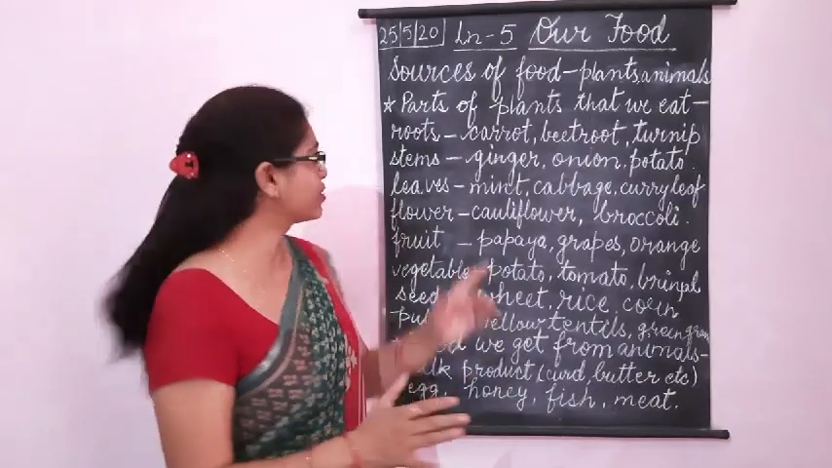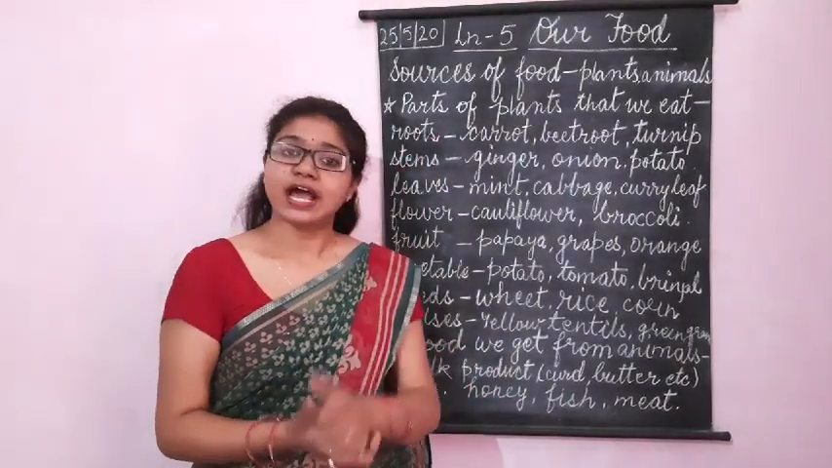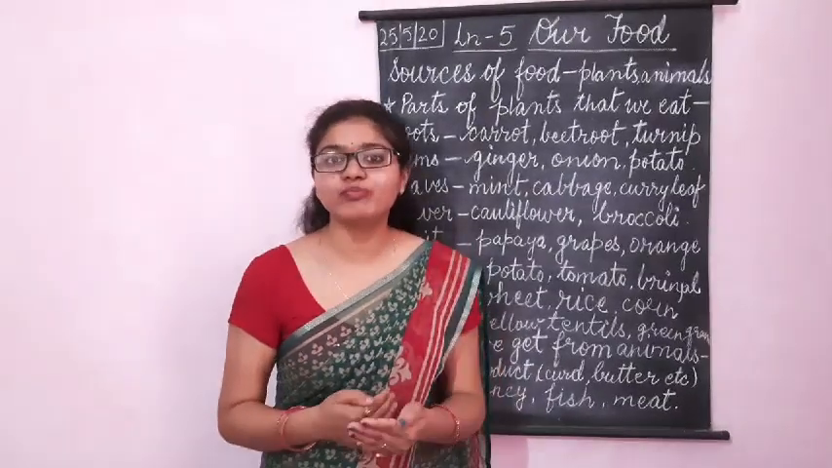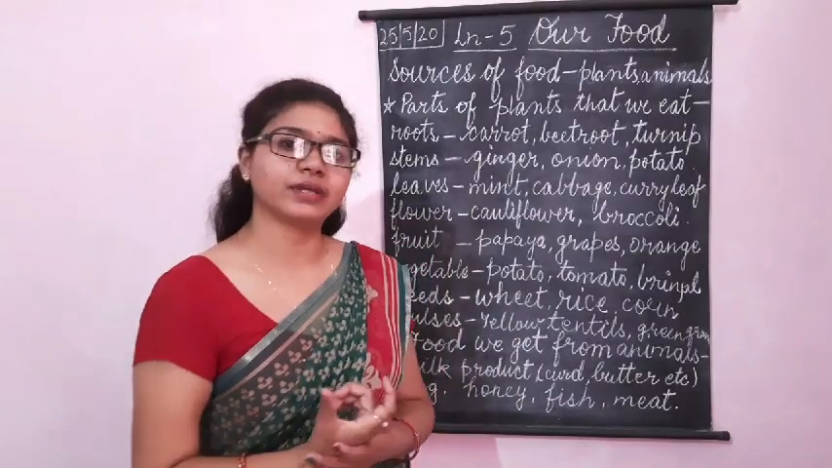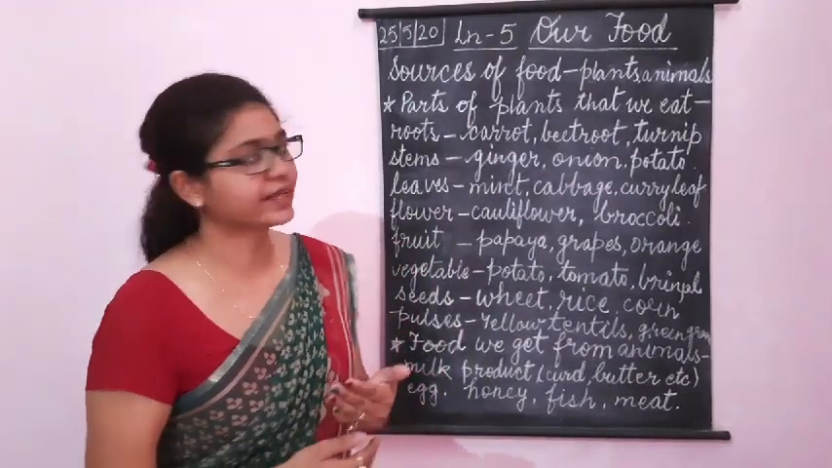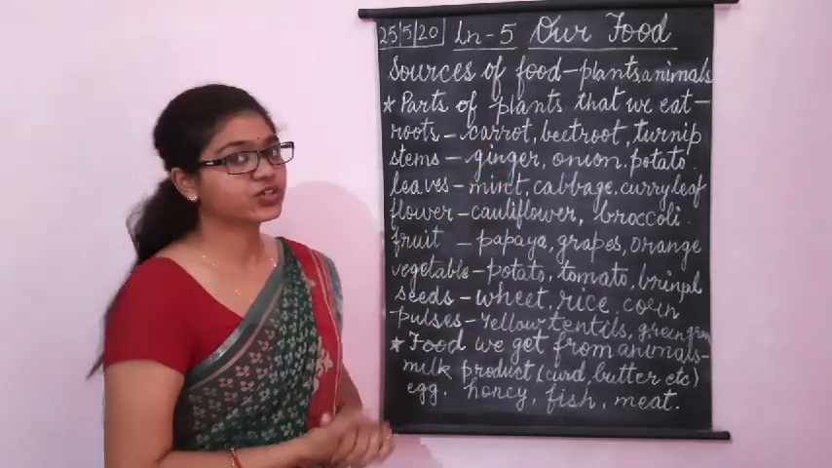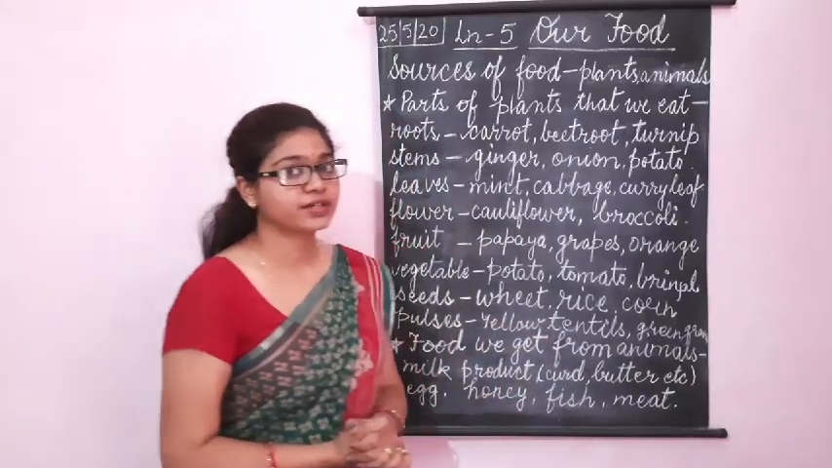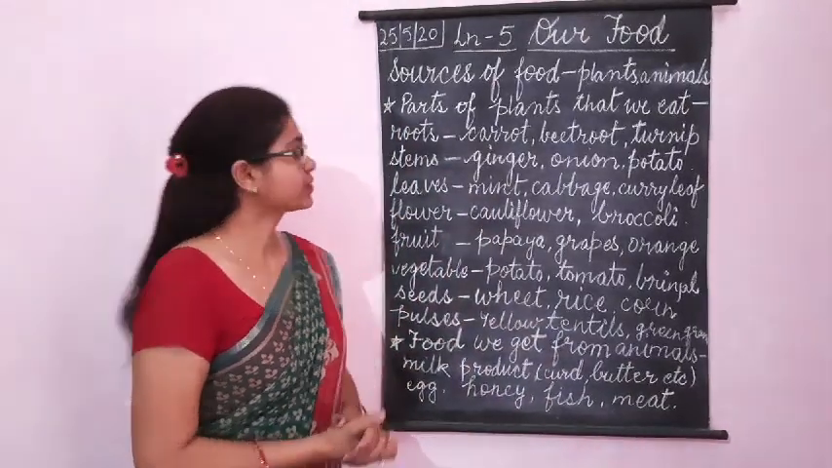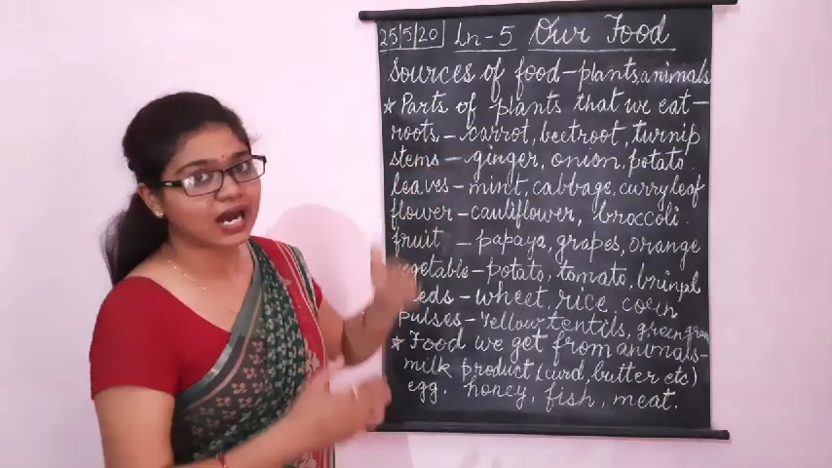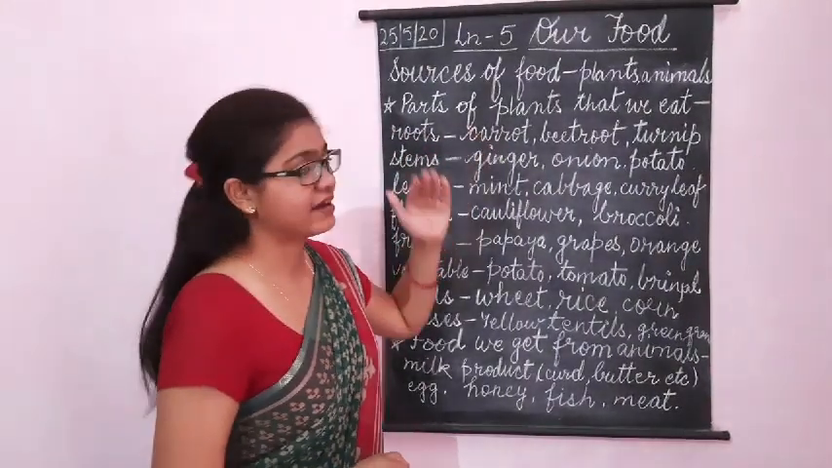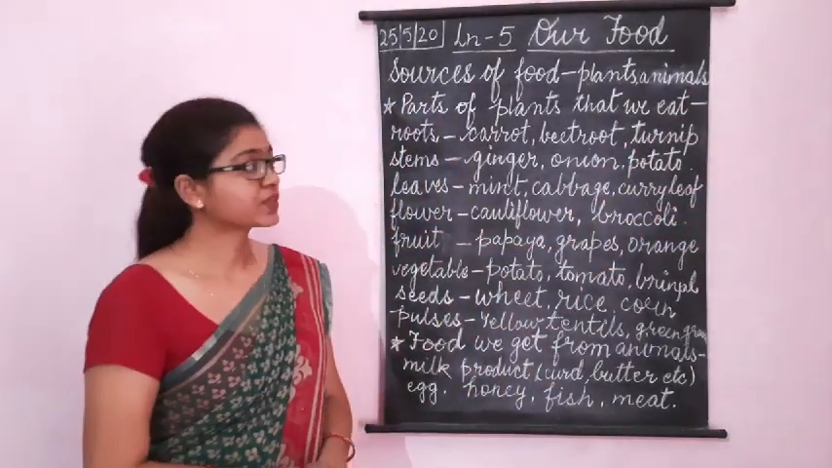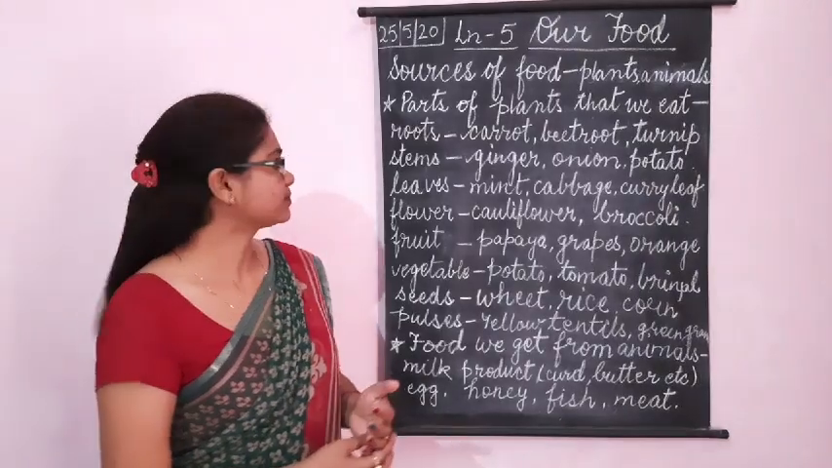You understand that the root part you can eat also. But in the root part, what will come? What will we get in the root? Carrot, beetroot, turnip, radish, etc. Many more are there. As a root part we get these plants. Okay?